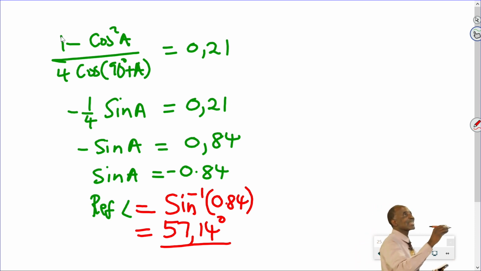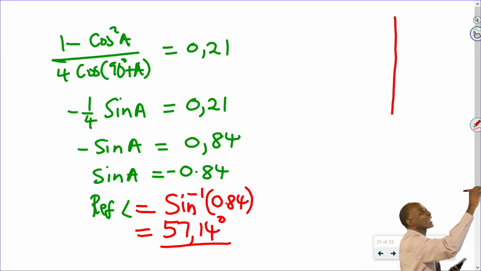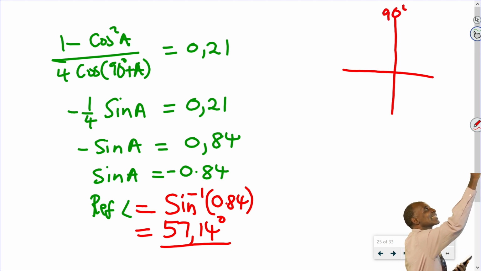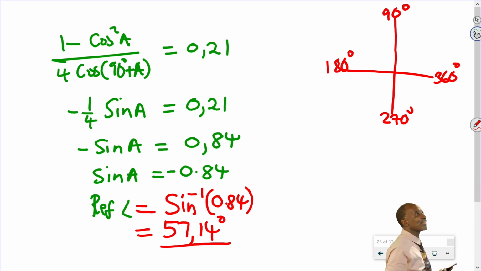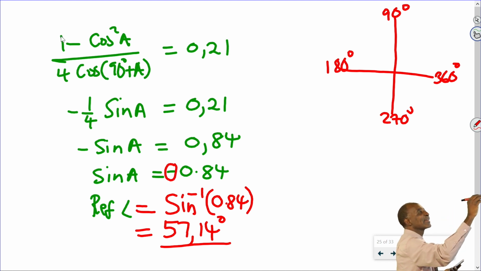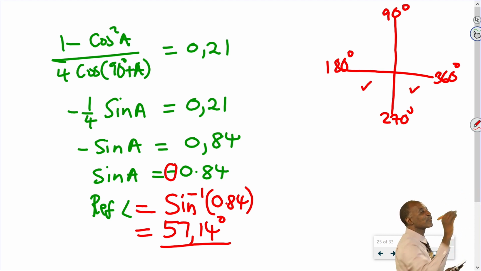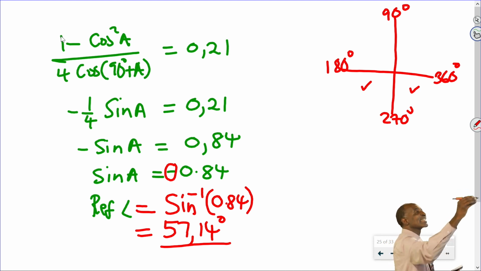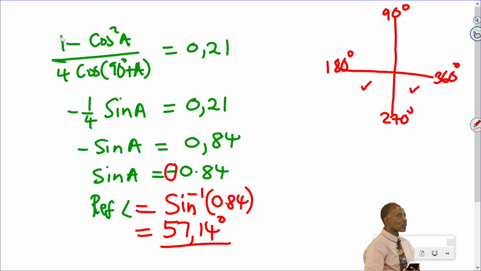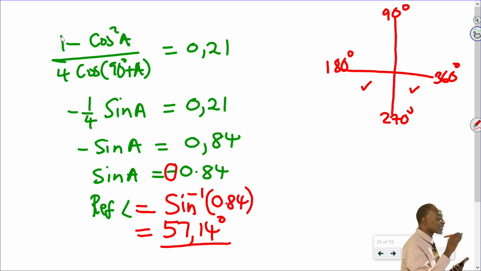Having found your reference angle, you go to your Cartesian. This is 90 degrees. This is 180 degrees. I find it easy with this diagram. And then this is 360 degrees. Then you check where sine is negative. You must always go back and check the sign there. Sine is negative in the third and fourth quadrants. So meaning we have to have answers generated in the third quadrant and other answers generated in the fourth quadrant. But fortunately for us, we already have our reference angle, which is 57.14.